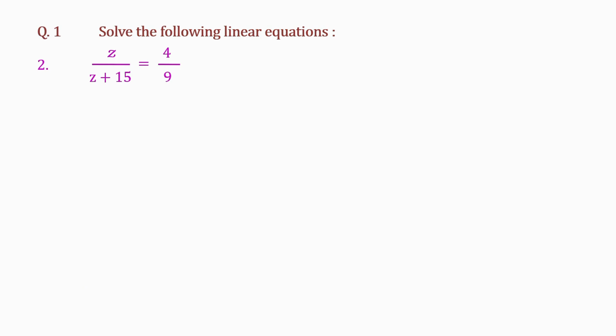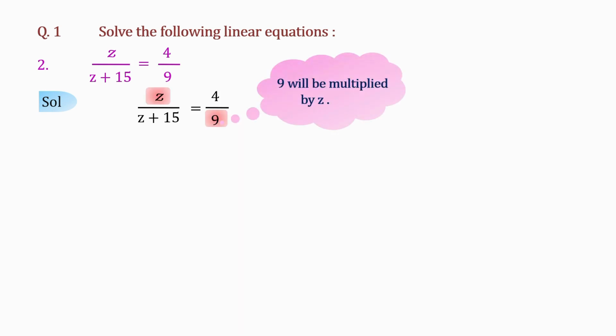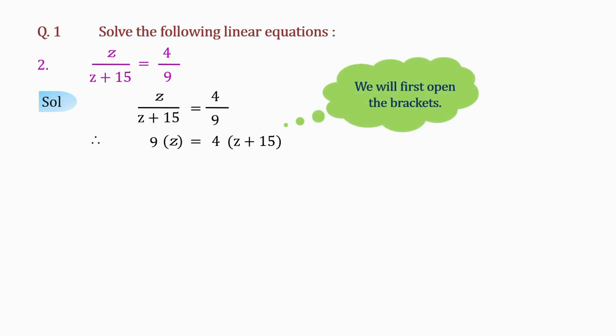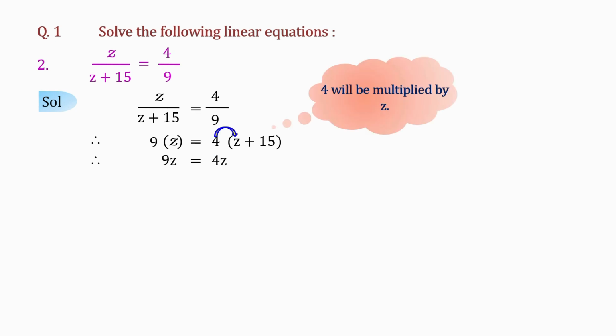Z by Z plus 15 equal to 4 by 9. So first we are going to do the cross multiplication. So 9 will be multiplied by Z and 4 will be multiplied by Z plus 15. Now we are going to open the brackets. So 9 will be multiplied by Z and 4 will multiply with Z and then 4 will be multiplied with 15.